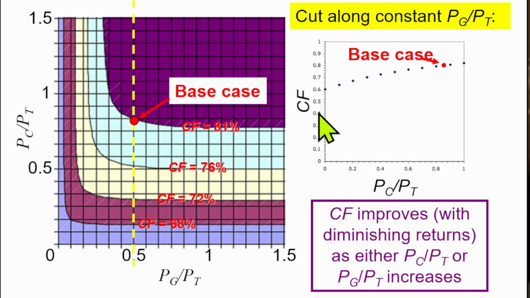You see the effect of that if you modify PC to PCT. You have here the base case. If you have less compressor power, then your capacity factor will go down by a bit. So we can say as a rule, the capacity factor improves with diminishing returns as either PC divided by PT or PG divided by PT increases.